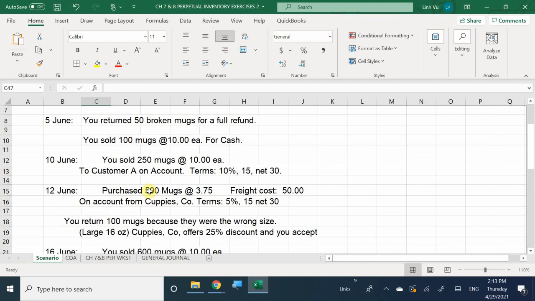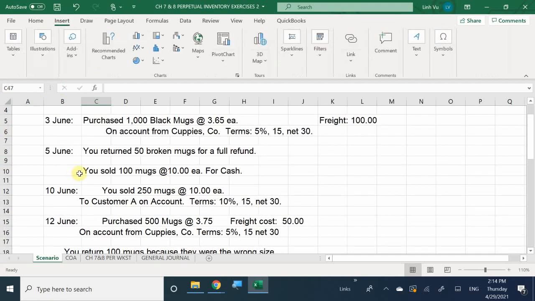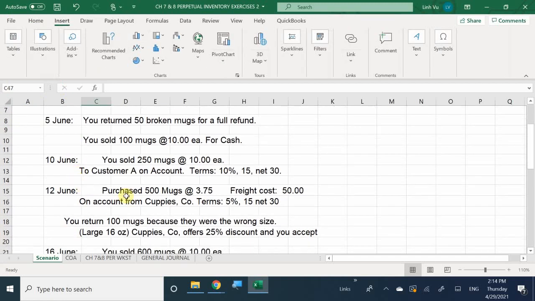Purchase 500 mugs at $3.75 with a freight cost of $50 on account, on account to Cuppy's Co., with terms 5%, 15, and 30. So exactly how we entered in the other ones, how do I journalize me making a purchase of inventory?